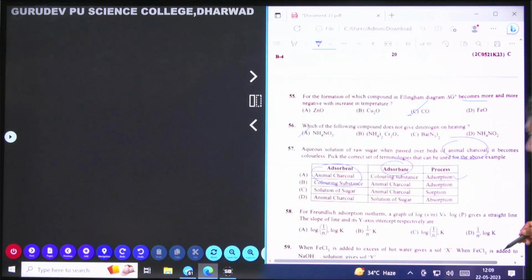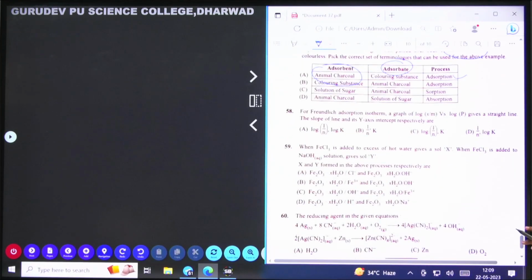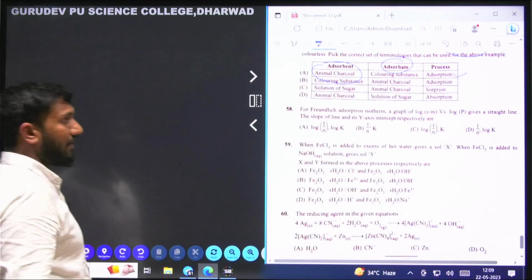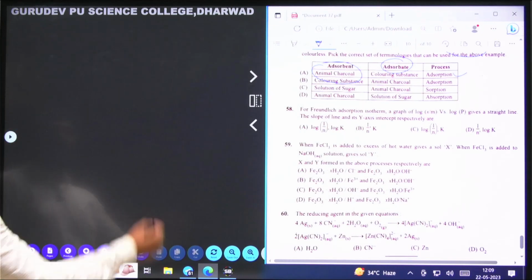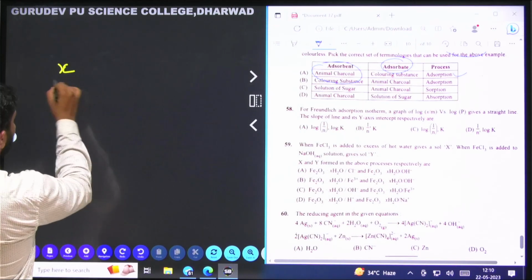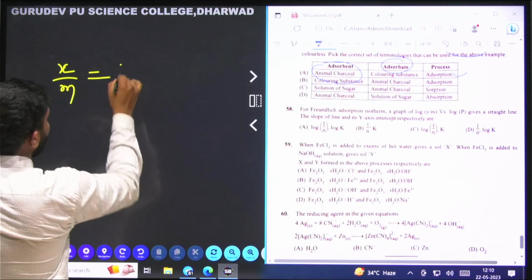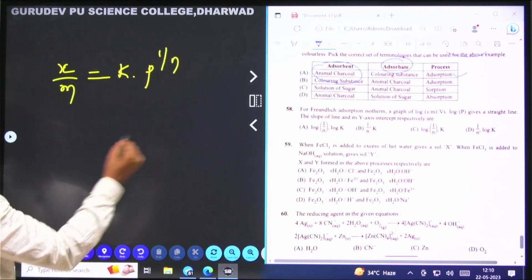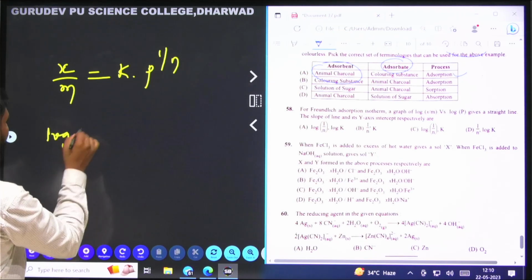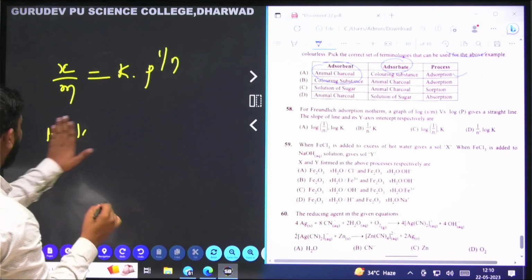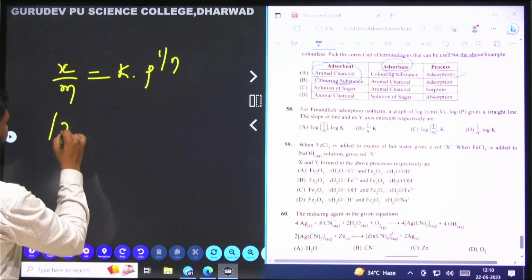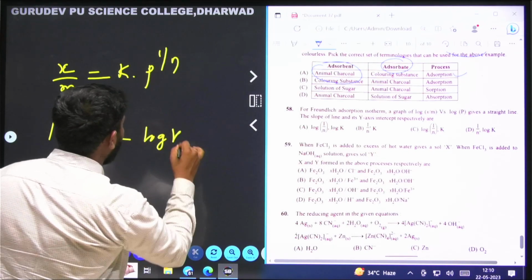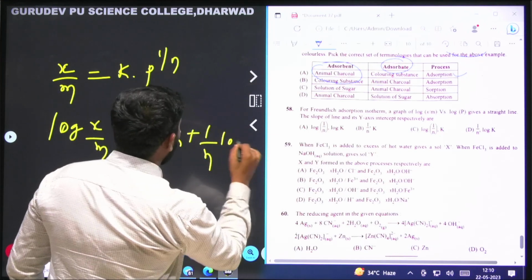Next question number 58. For Freundlich adsorption isotherm, the graph of log x by m versus log p. Okay, so according to Freundlich adsorption isotherm, you know the formula x by m is equal to k into p power 1 by n. Taking log on both sides, we get log x by m is equal to log k plus 1 by n log p.